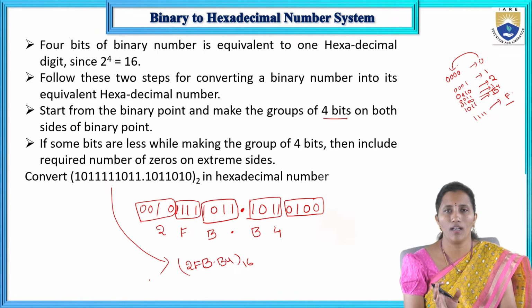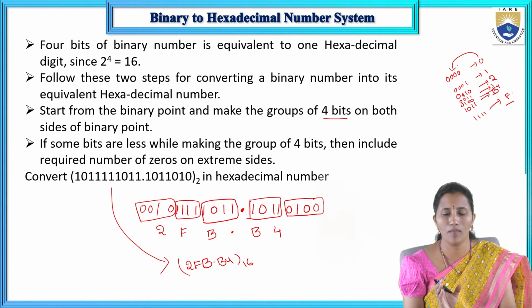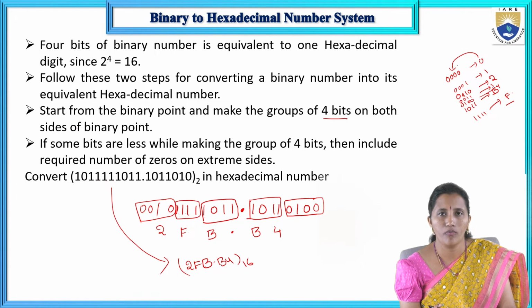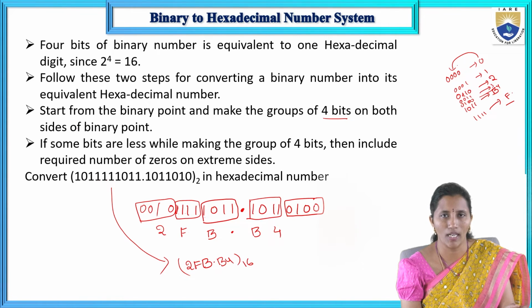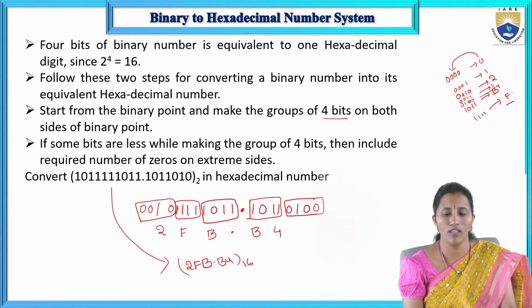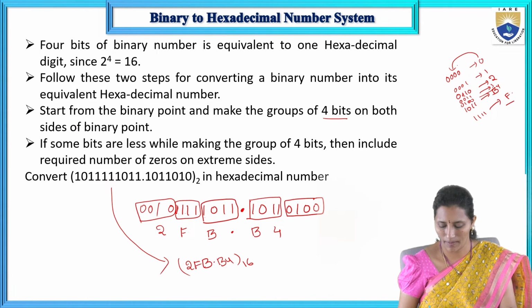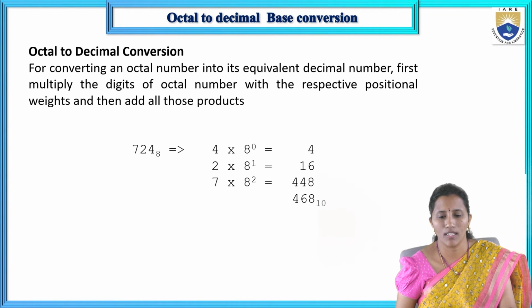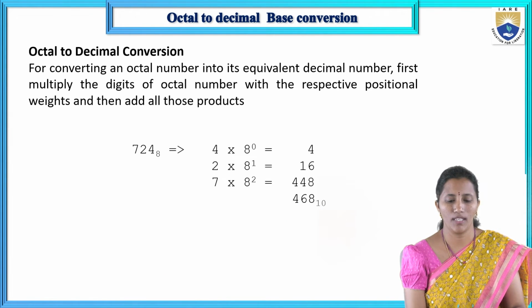So first take the binary point and make groups of 4 bits. If we have 1 or 2 bits fewer at the extreme side, add zeros and make the group of 4 bits, and convert to the equivalent hexadecimal number. So this is the procedure to convert binary to hexadecimal. Then octal to decimal conversion.